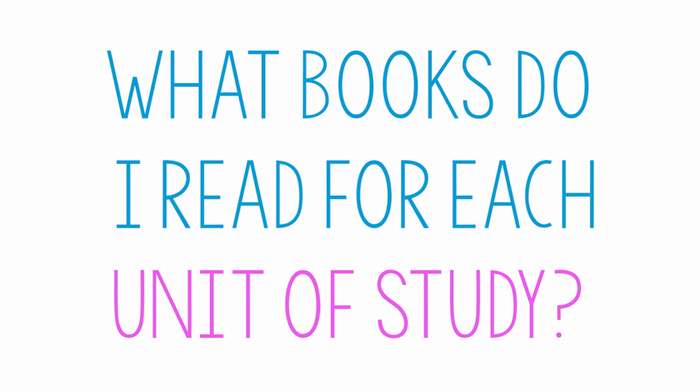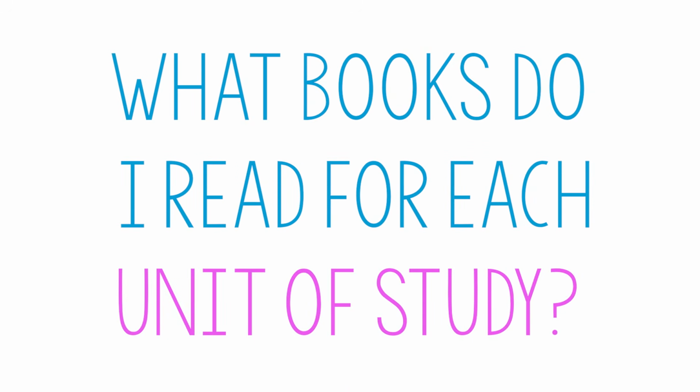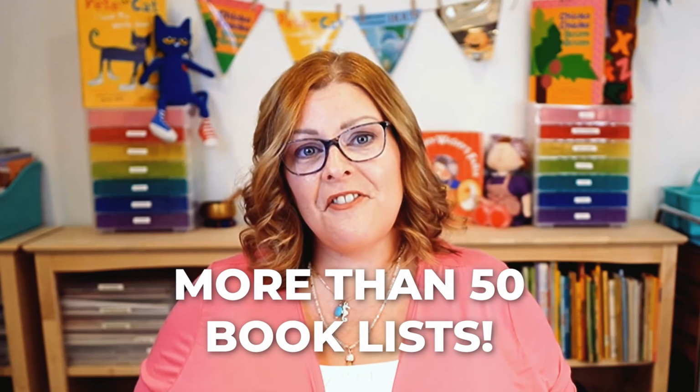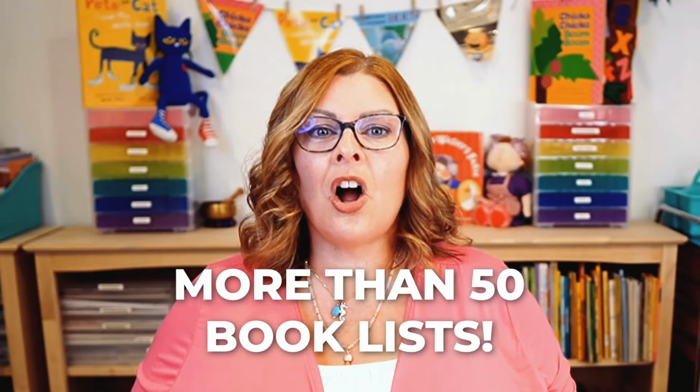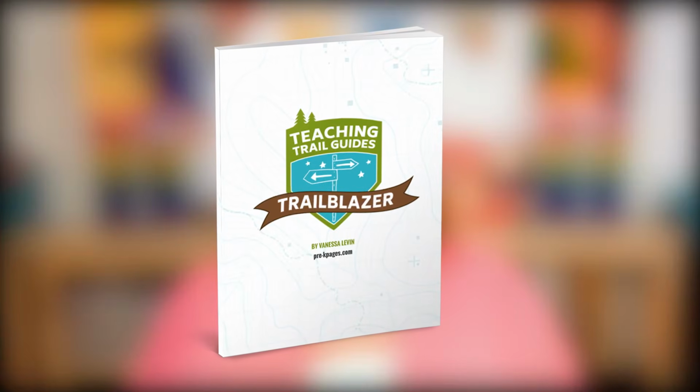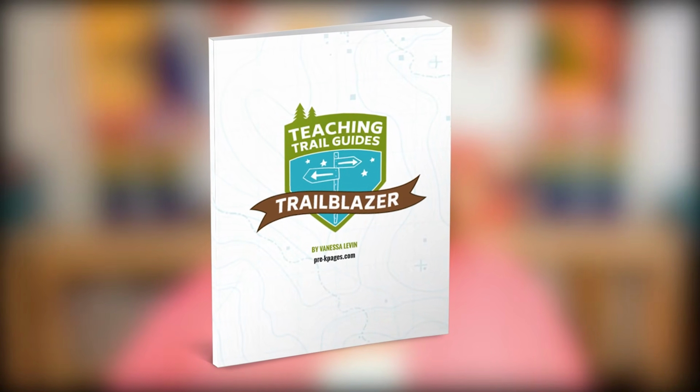Another question I get asked quite often is, what books do I read for each unit of study, right? Well, that's another thing that we also have for you at Pre-K Pages. We have more than 50 book lists. They're all age-appropriate book lists for children ages 3 to 5, and they're listed in your Trailblazer curriculum map. So when I opened up the curriculum map and I showed you week 9 and I showed you the units of study, there was also a link in there to the book list. So you can look at that book list. You can take it to your library.